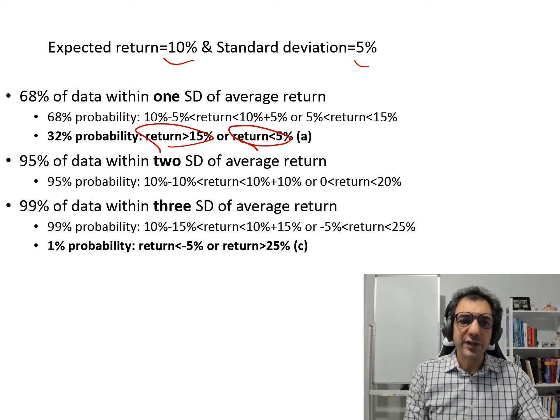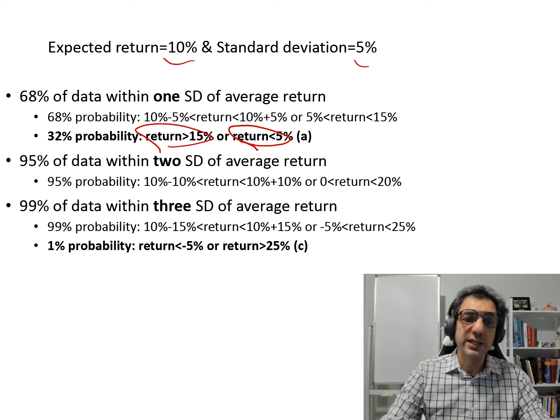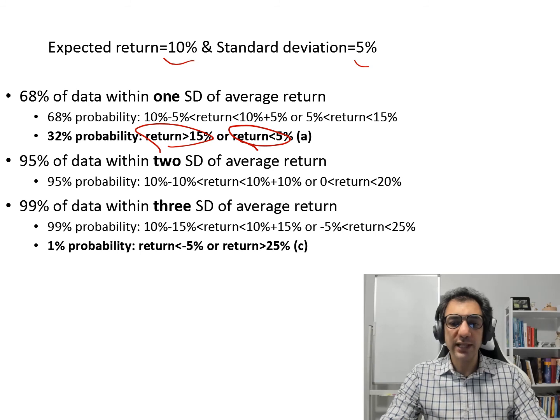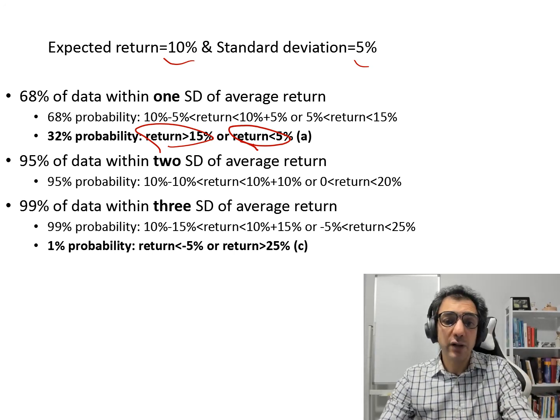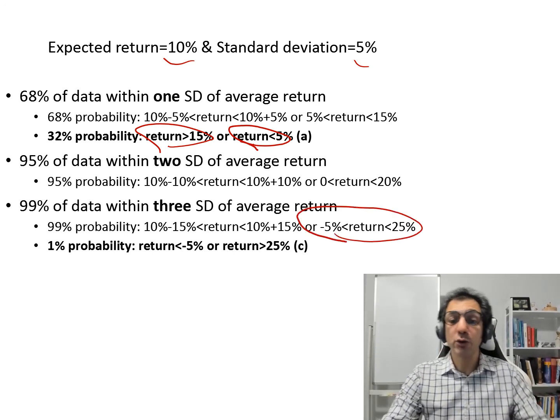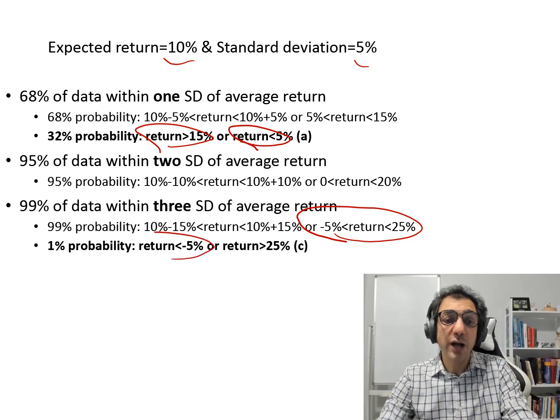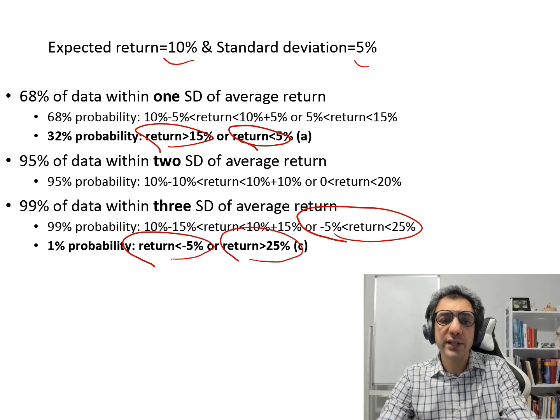Also, we can say 95% of data is within 2 standard deviations of the average return. In other words, there is a 95% chance that your return is between 0 and 20%. So it doesn't reflect any of the statements we had before. 99% of data is within 3 standard deviations of the average return. In other words, there is a 99% chance that my return falls between minus 5% and 25%. So there's almost a 1% chance that my return is either less than minus 5% or greater than 25%.